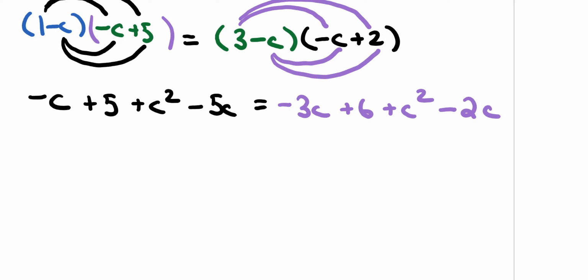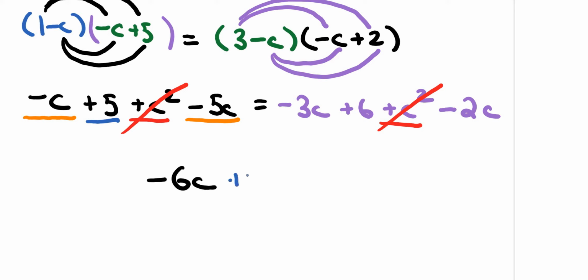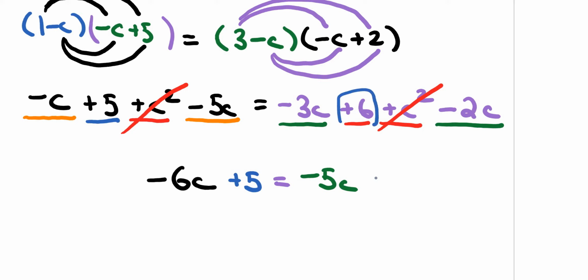Okay, so now we're in a better situation where we can solve for c now. Now there's a plus c squared and a plus c squared there, so these things will just cancel off. And then ask yourself, what is -c minus 5c? Well, -c minus 5c is -6c, and then you have this plus 5 remaining, so plus 5 equals 2. All right, now I have a -3c and a -2c, so -3c minus 2c is going to be -5c, and then you also have this plus 6 here remaining, so plus 6 over here.